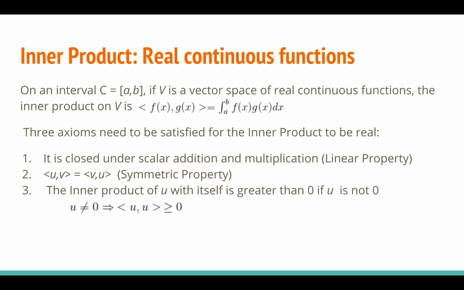Again, you have to have the same three axioms you did for real Euclidean inner products. So it has to be closed under scalar addition and multiplication. It has to be symmetric, and the inner product of u with itself is greater than 0 if u is not 0.